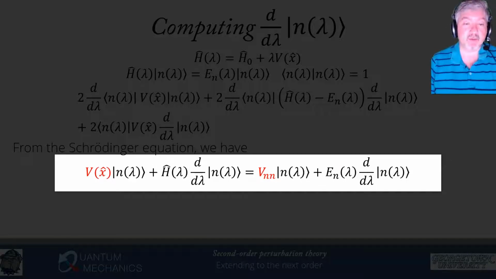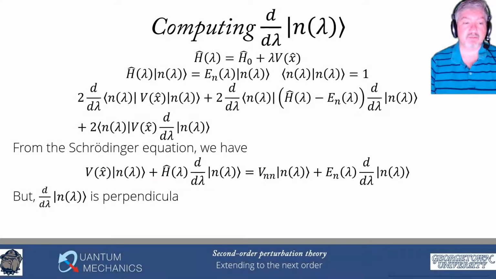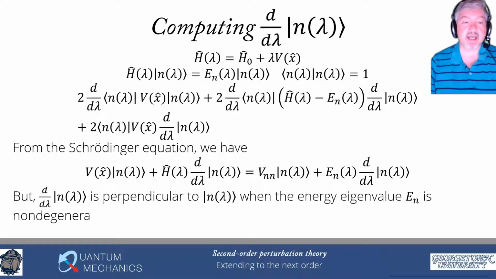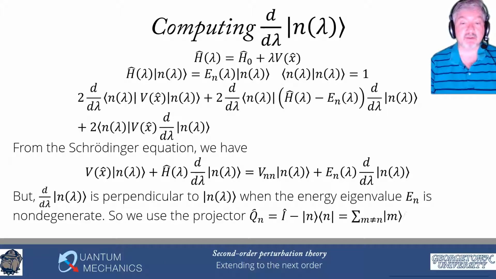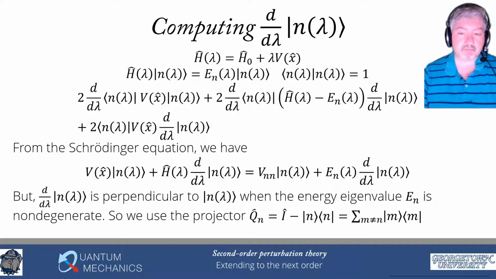And now what we're going to do is some rearranging of things. We're going to first notice that the derivative with respect to lambda of n of lambda must be perpendicular to n of lambda, because n of lambda is a unit vector. If any part of that derivative was not perpendicular to n of lambda, it would not remain a unit vector. And this is true when the energy eigenvalue is non-degenerate. Things get more complicated when it's degenerate. I'm not going to go into the details of how that complication occurs, but things just get more complicated when it's degenerate.